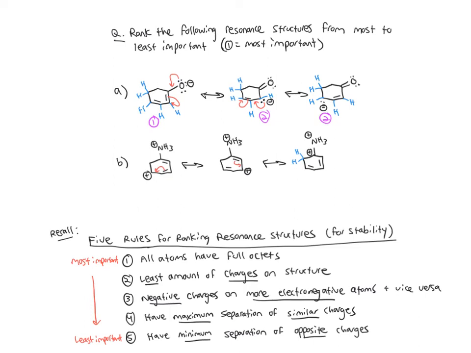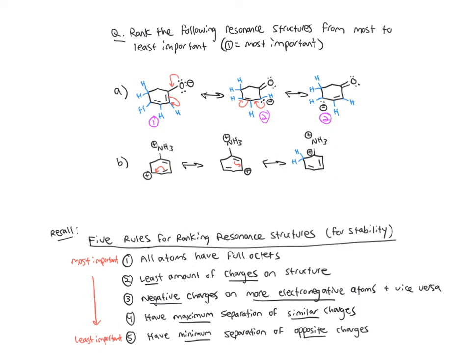For the last example, we're going to go through, we see, do all atoms have full octets? We actually have this positively charged carbon, so we don't have an octet on the first, second, or third structure, so actually none of them have full octets. Least amount of charges, we have 2 positives on every single structure. Negative charge on more electronegative atoms. We don't have negative charge, but positive on the less electronegative atoms. But this nitrogen has a positive in every single structure, and a carbon has a positive in every single structure. So that's still not helping us.